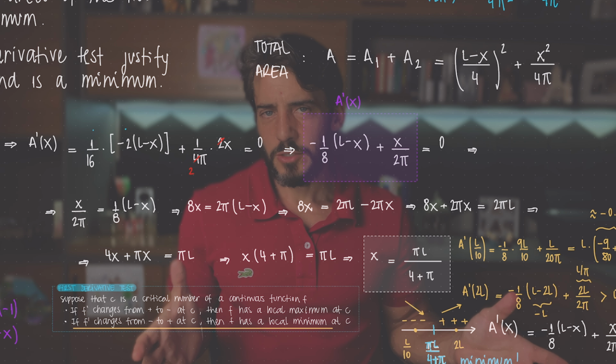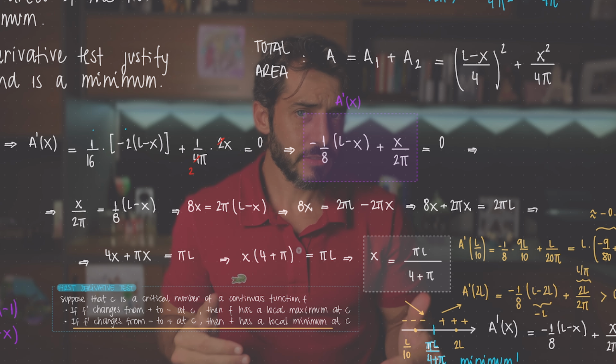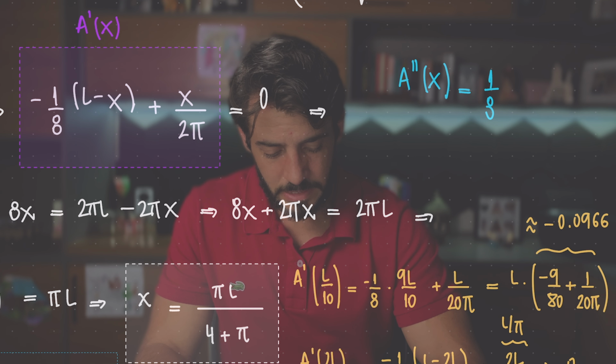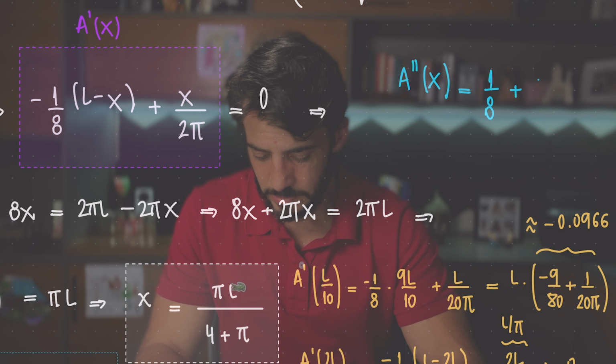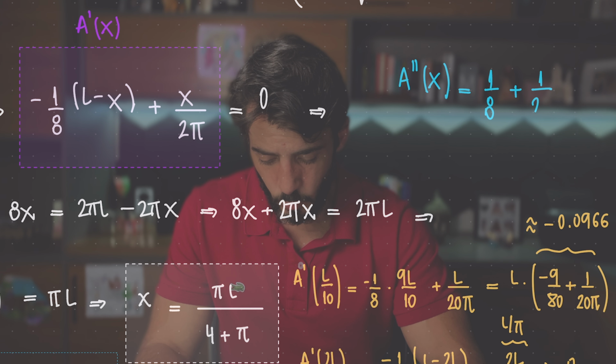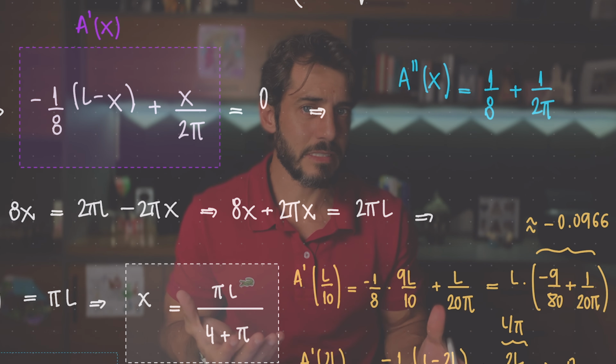Now, can I use the second derivative test? Yes, for sure you can, and it's actually quite fast to do that. But do know that if you differentiate it again, you will get a second derivative which is not actually a function of x. It's just 1 over 8 plus 1 over 2 pi, which is not a problem at all. What it shows us is that this second derivative is positive. And if you use the second derivative test, you know that when the second derivative is positive at the critical point, that means that we have a min over there. So that's it.